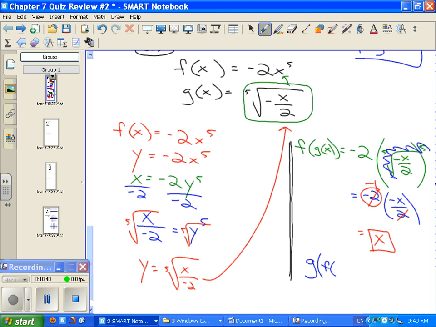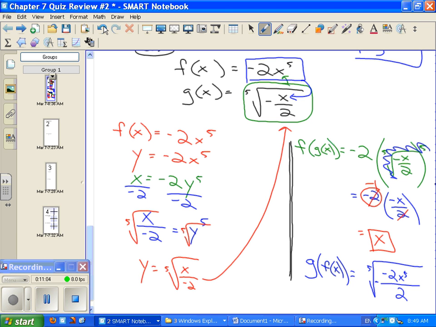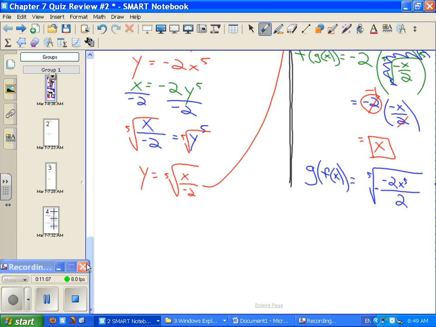G of f of x, right? So that means that I would have to take this thing and put it in here. If I did that, I would end up with the 5th root of negative 2x to the 5th over 2, and I have a negative out in front still, just like this one. All right, well, what do I get to do? Cancel out here first. Not yet. 2's go, though.